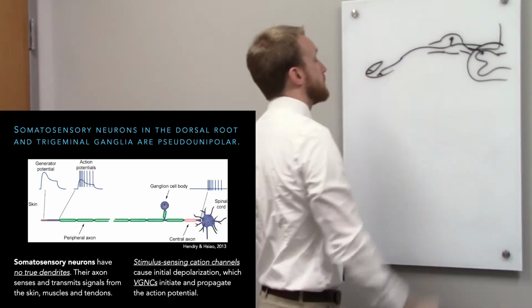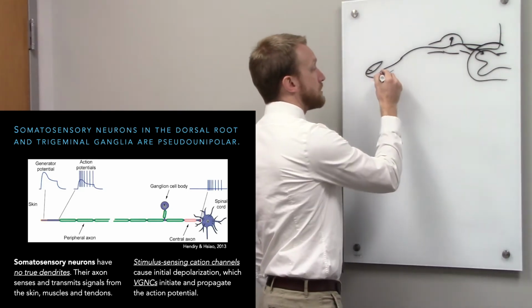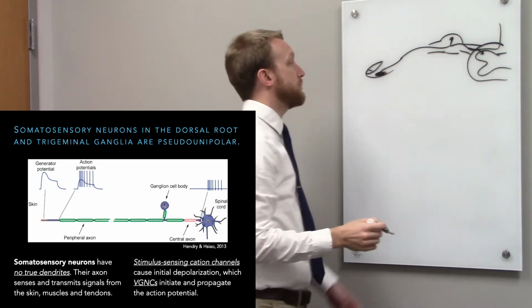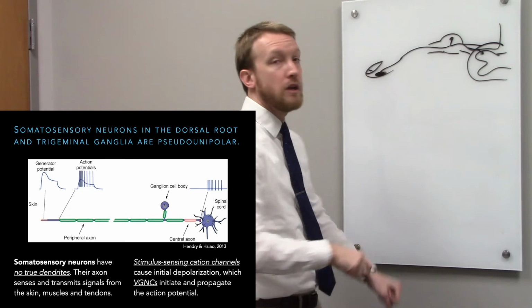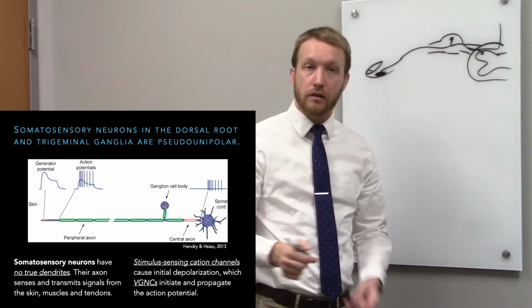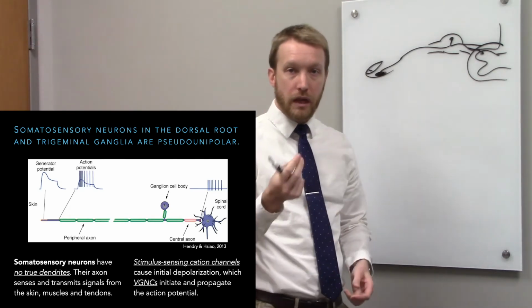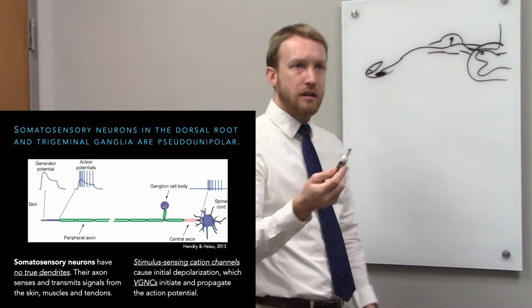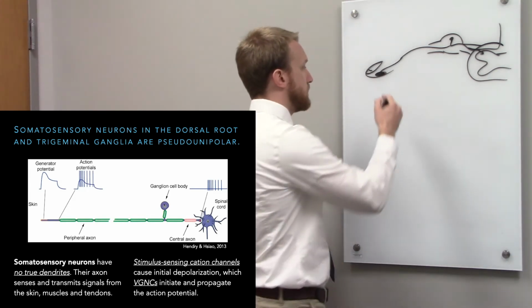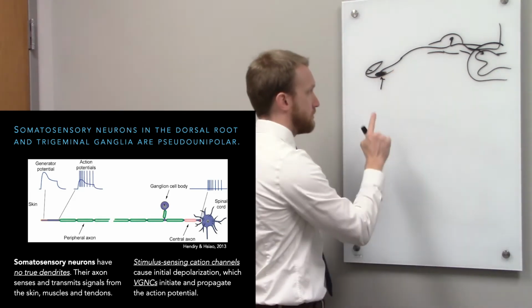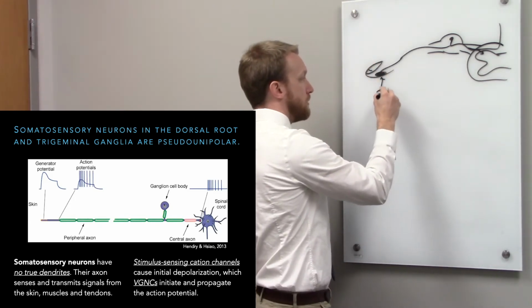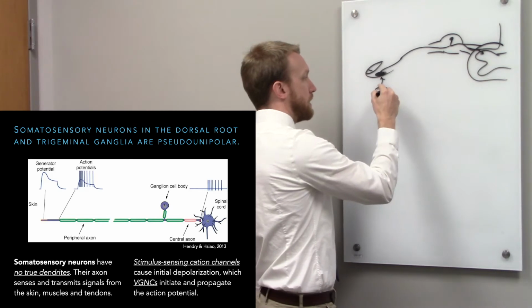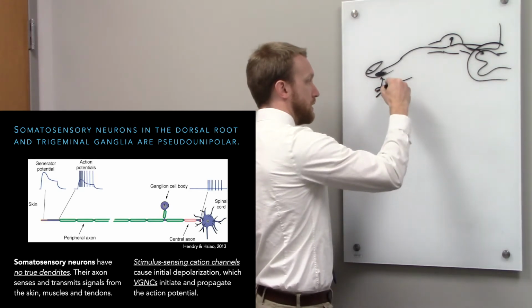Bare axons are going to be painful. We can also associate with some specialized sensory receptors that we'll get into for non-painful sensation. But what's going on right here are these generator potentials, where we have some sort of cation channel that detects the stimulus. In this case, it's going to be pressure. So we poke on the skin, that indents the skin. It's going to push on this sensory receptor, and that's going to somehow stimulate this nerve fiber.